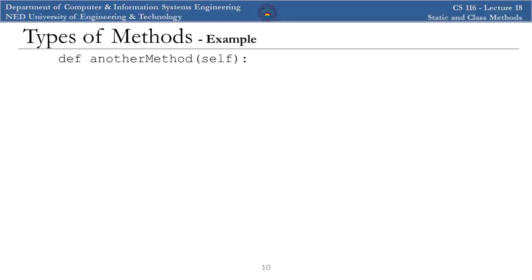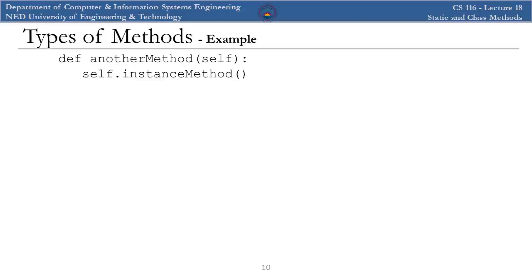Now I'm defining one extra method. I hope you are able to guess which kind of method it is. It is actually an instance method, because I'm using that self as first argument. Now this method is here just to show you how we can access any kind of method from within another method in the same class. So this another method is just trying to call all those three methods.